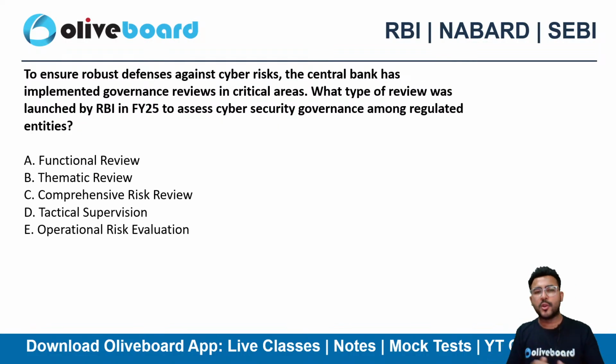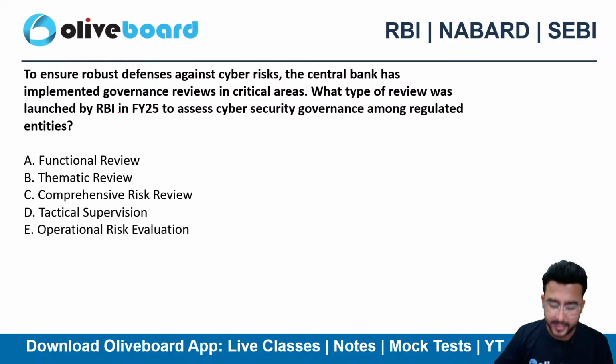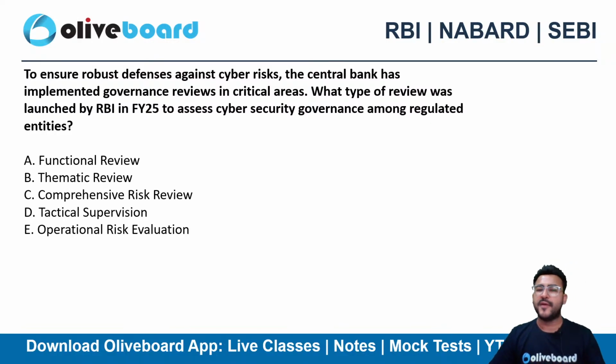Next is, to ensure robust defense against cyber security risk, the central bank has implemented governance review in the critical areas. What type of review was launched by RBI in financial year 2025 to assess the cyber security governance among the regulated entities? Option A, functional. Option B, thematic. Option C, comprehensive. D, tactical. Or E, operational risk evaluation.